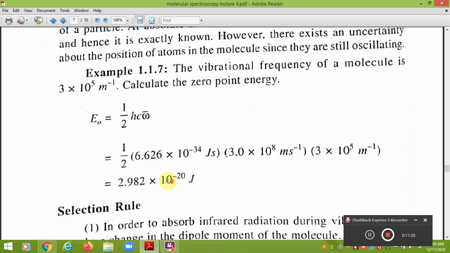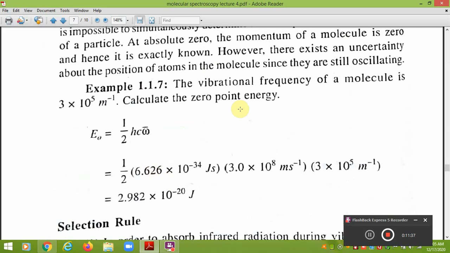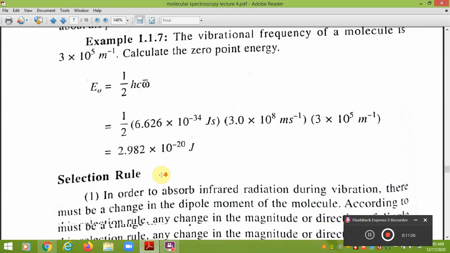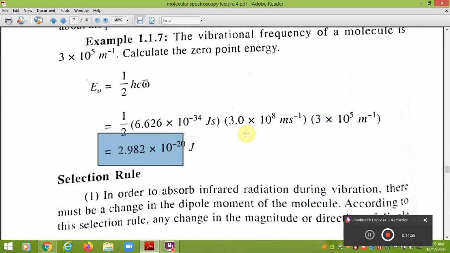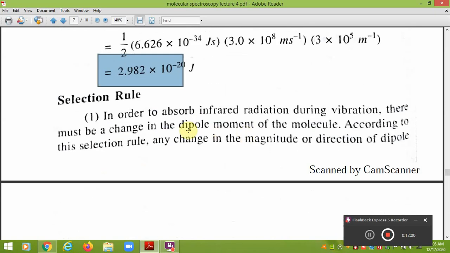So this is regarding the zero point energy, and it can be calculated if the vibrational frequency is given. Here the vibrational frequency is 3 into 10 raised to 5 per meter. So the zero point energy is given by 1/2 h c omega bar, where h is the Planck constant and c the velocity of light. Omega bar is already given here, that is 3 into 10 raised to 5, and this is the zero point energy.